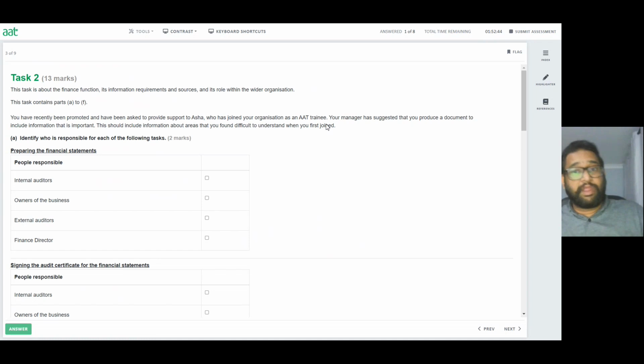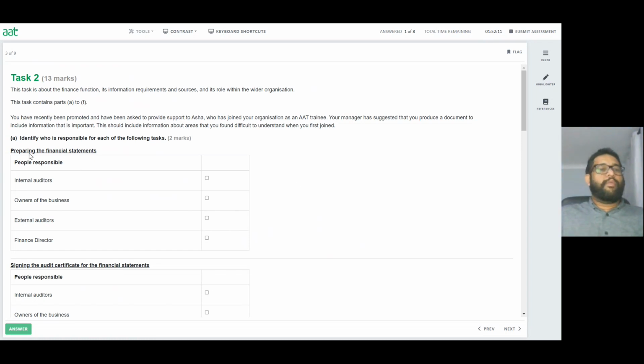Many of you might be there. Your manager has suggested that you produce a document to include information that is important. So we're looking at how you're going to be working together with the new employee. This should include information on the areas you found difficult to understand when you first joined. So obviously you're going to let Asha walk the same path as you walked, but you also understand how you approached it when you were first employed there. And now you know how things work and you're going to share that expertise with her.